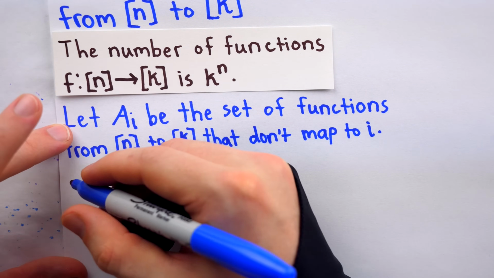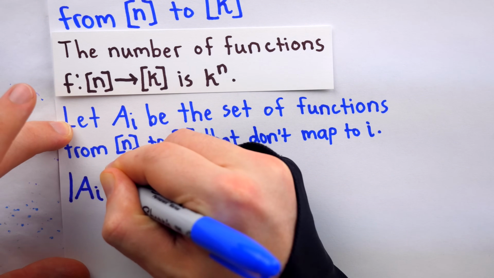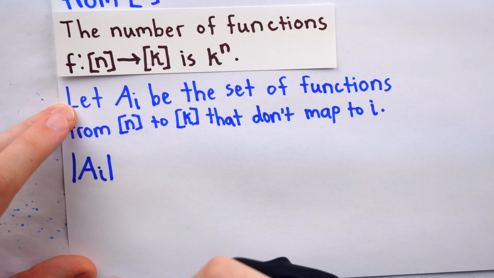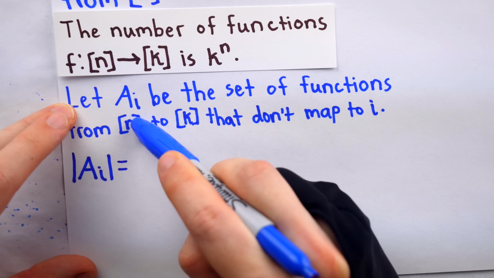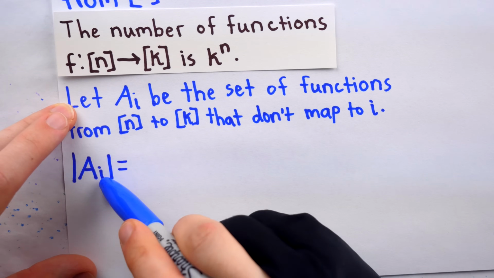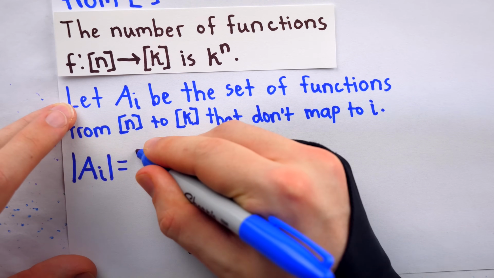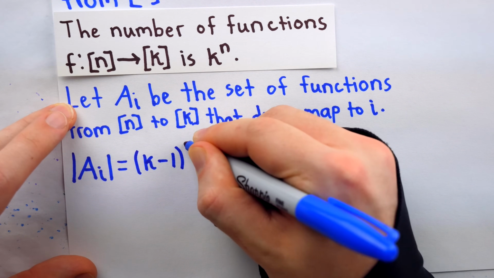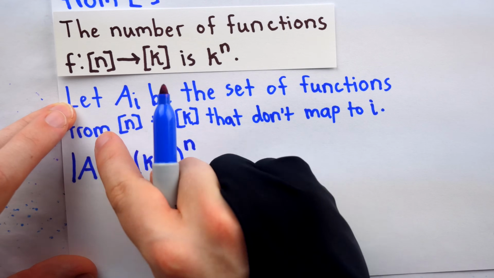For starters though, it's easy enough to count the number of functions that are in a particular set A_i. In the set A_i, we just have all functions that don't map to i. If a function doesn't map to i, well then every one of the n elements in the domain has k-1 choices of where to go. They can't map to i, but anything else is fine, so k-1 choices total. Thus, the total number of functions in each set A_i is (k-1) to the power of n, k-1 choices for all n elements of the domain.